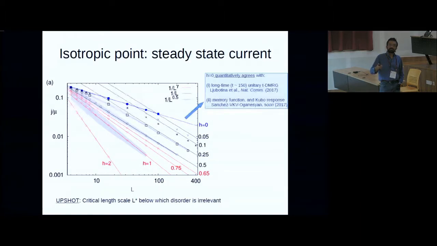This 2 over 3 agrees quantitatively with long-time unitary T-DMRG simulations, which was in this very nice Nature Communications paper. The fact that it's super diffusive already is not trivial, according to me. Because it's an integrable chain, you would expect, at H equal to 0 where you retain integrability, some sort of ballistic contribution, but it's super diffusive. So A, it's super diffusive. B, the super diffusive exponent is 2 over 3, and that agrees well with this paper. It also agrees well with some memory function analysis that one can do, and independent Kubo linear response that can be done. That's in this soon to be appearing paper.